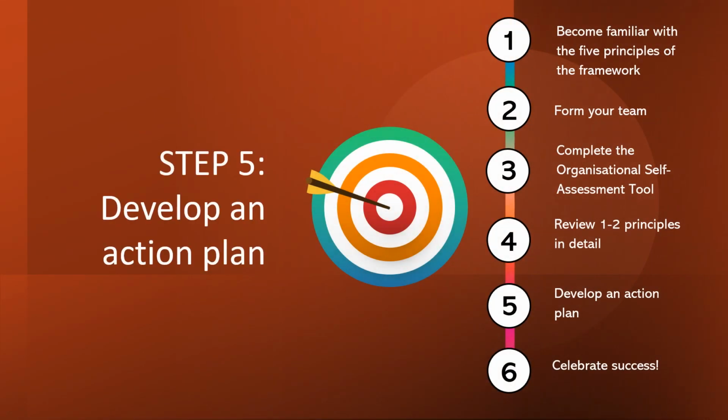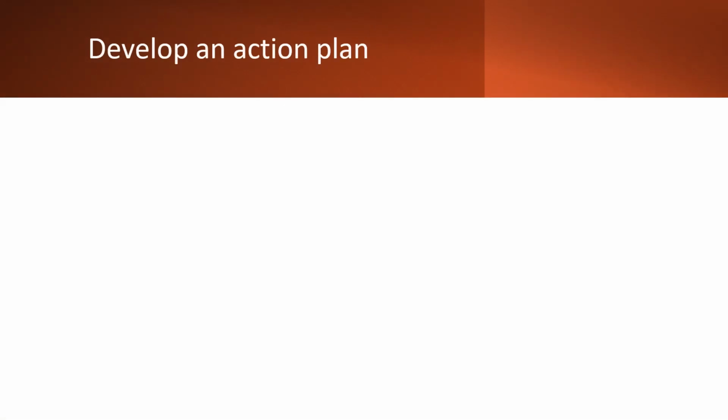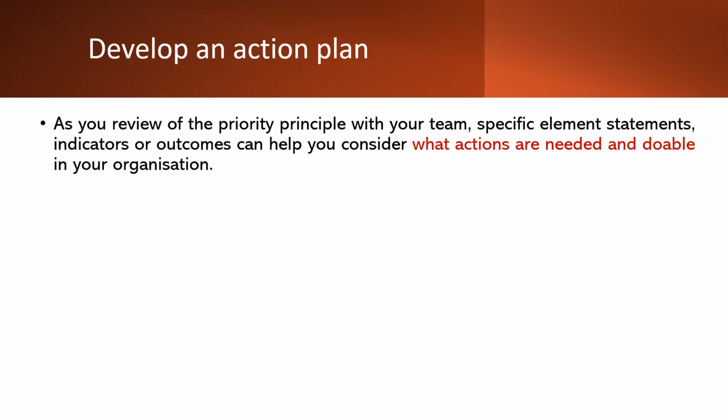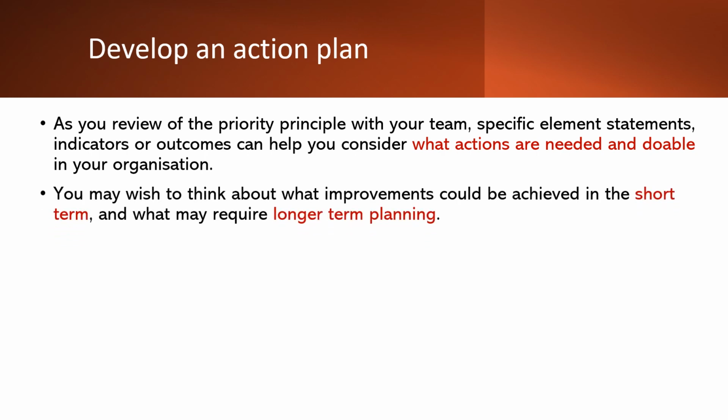Once the team has reviewed the principles in detail and particularly focused in on the ones that are priority for their organisation, the next step is to develop that action plan. So some ideas about developing an action plan. As you review the priority principle with your team, there might be specific element statements, some of the indicators or the outcomes of success that help you to consider what actions are needed and doable in your organisation. So you might wish to think about what improvements could be achieved in the short term and what might require a bit more long-term planning.